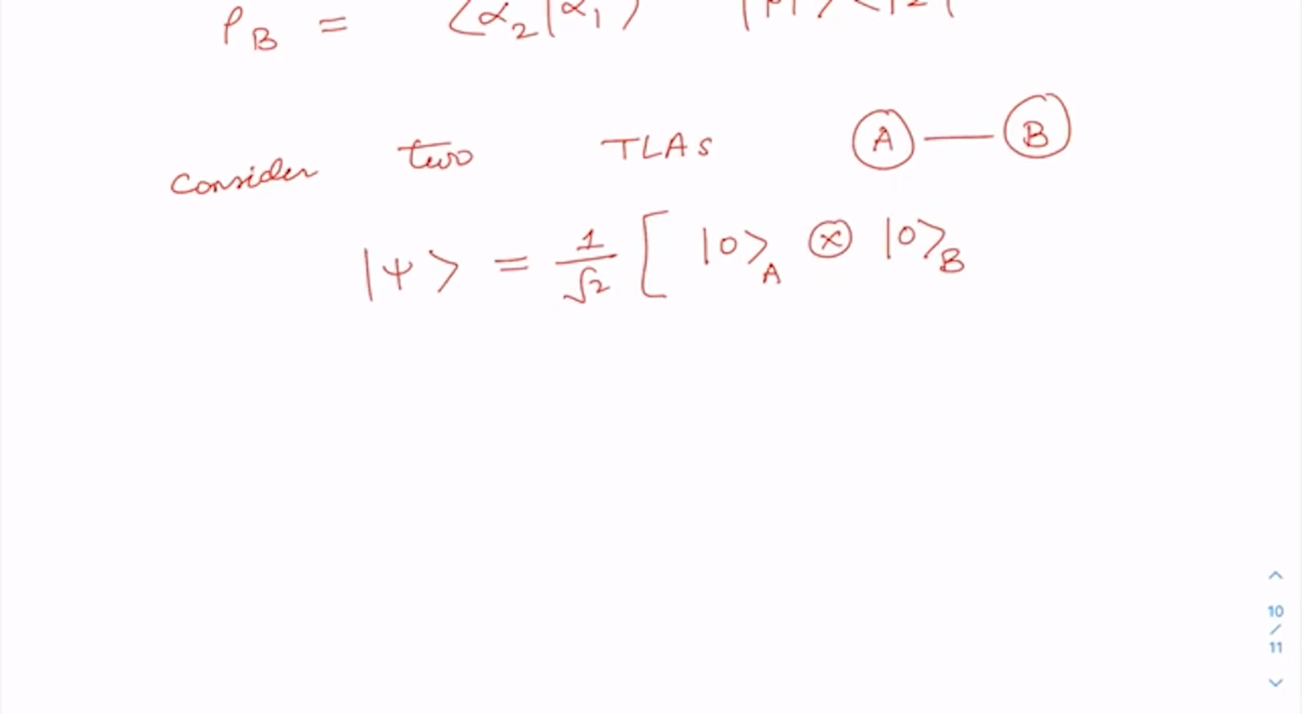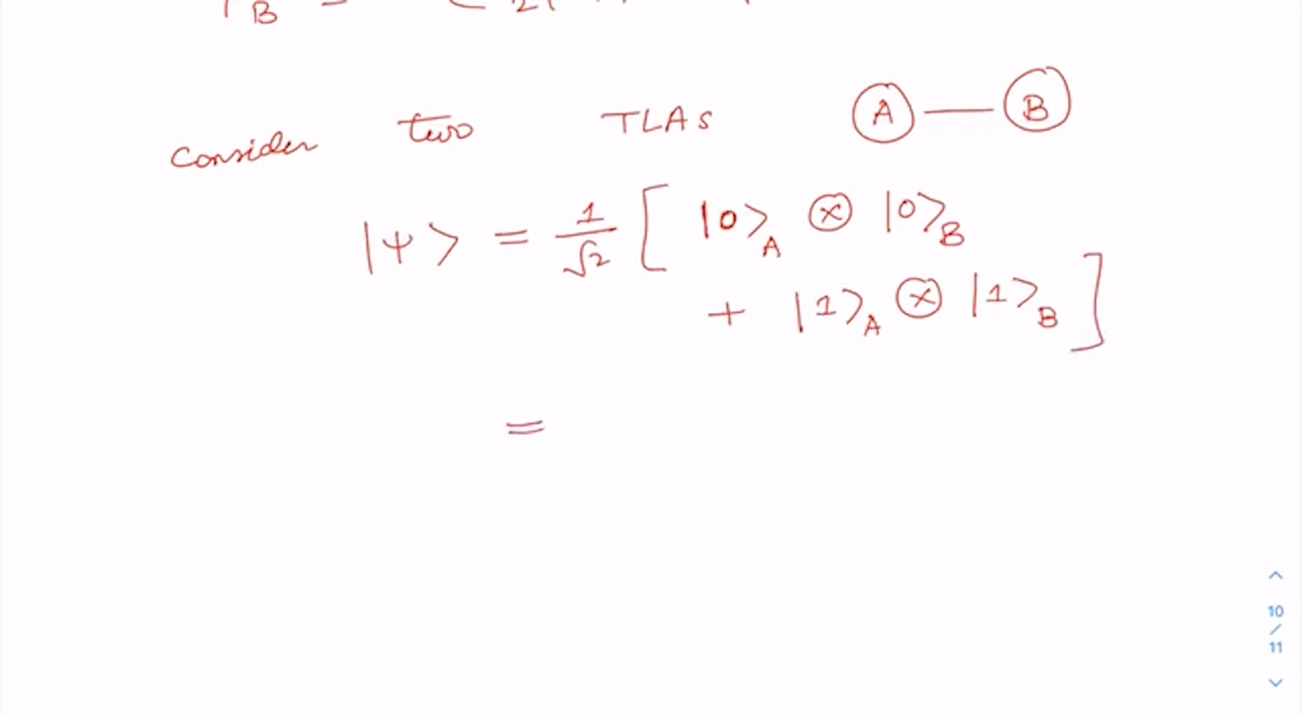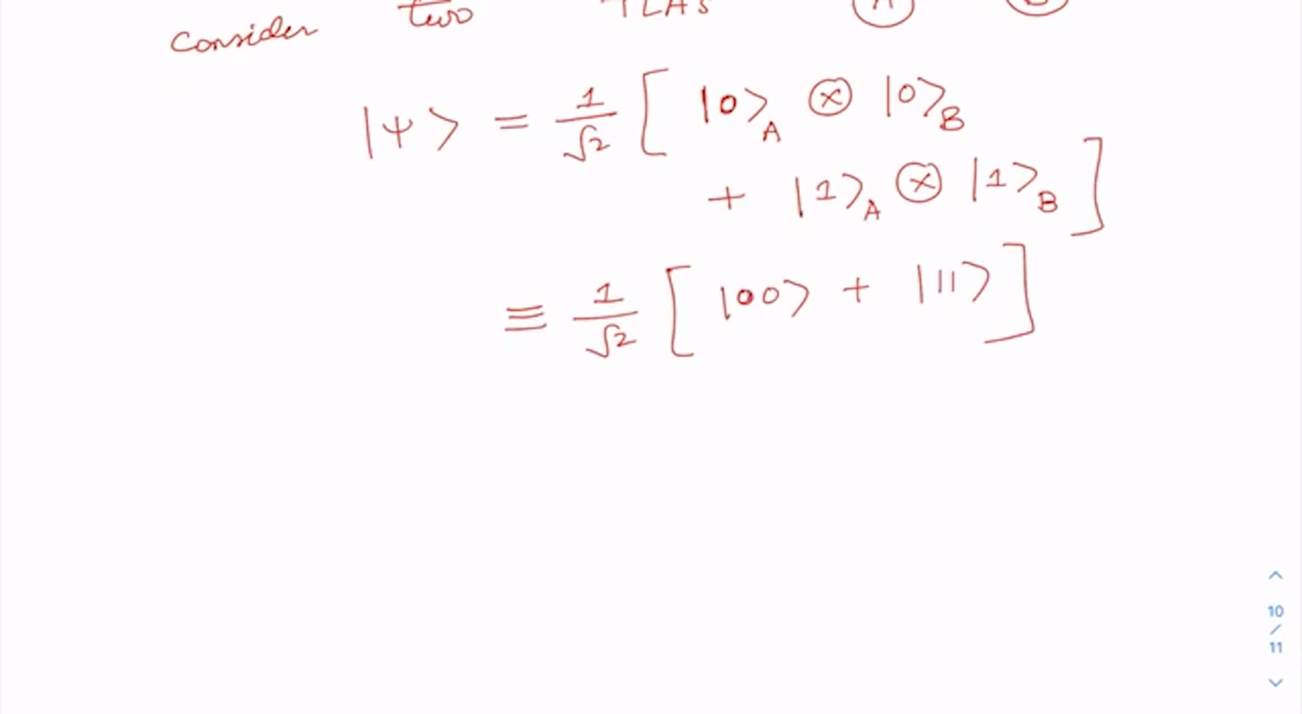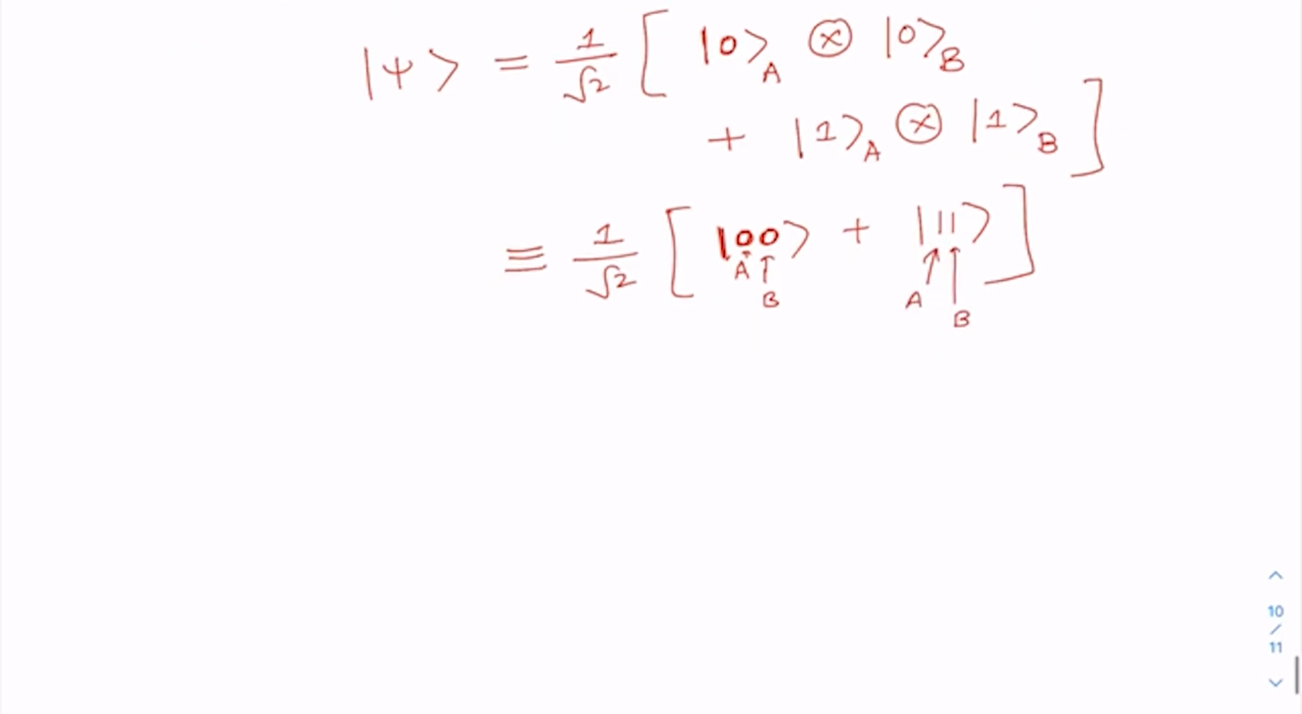That means if the system A is in the ket state 0, system B, or the atom B, is also in the ket state 0, and if the atom A is in ket state 1, then the system B is also automatically in ket state 1. Okay, this is what it means. In shorthand notation, I can write it as 1 by root 2 times (|00> plus |11>). Just understand that the first element in this ket vector belongs to atom A and the second belongs to atom B, and similarly here. These things you have to remember.